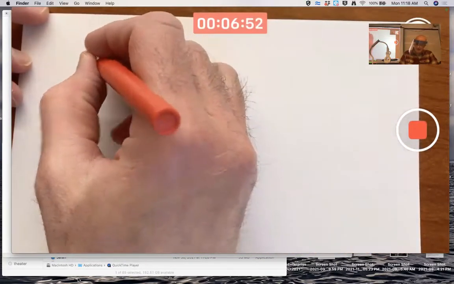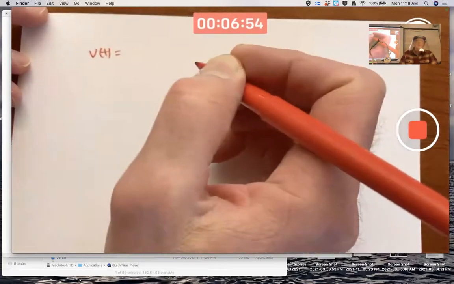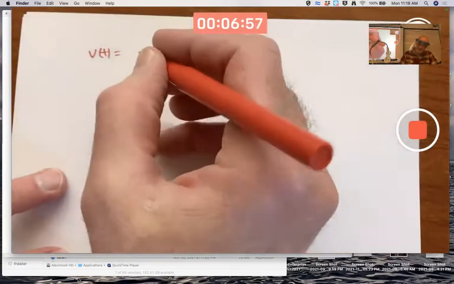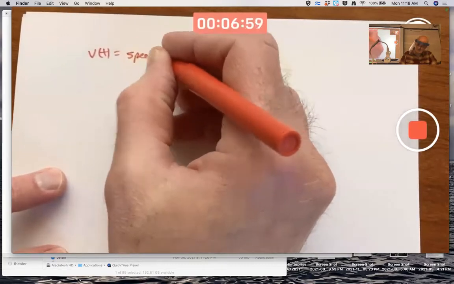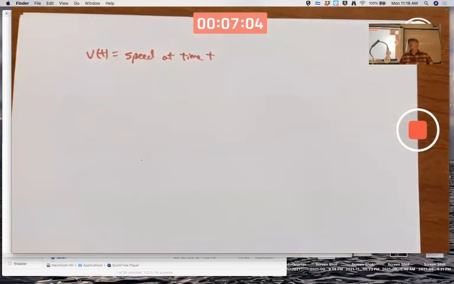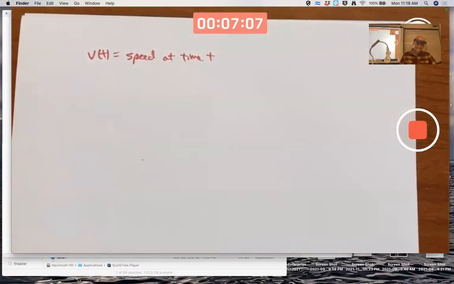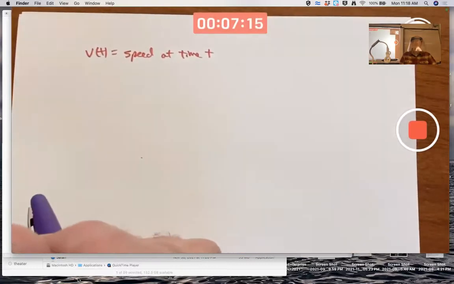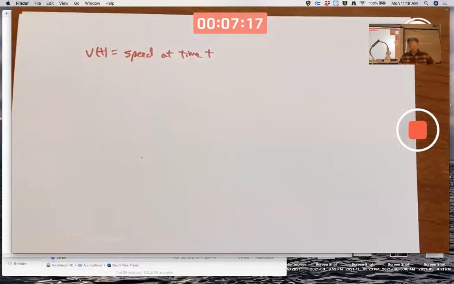Let's say v of t represents your speed at time t, and you're after the distance traveled. I could call this speed of t instead of v of t, because v of t makes you think velocity. But again, if you're only traveling in one direction, the speed and the velocity are the same. It's only when you go back and forth that speed and velocity are different.